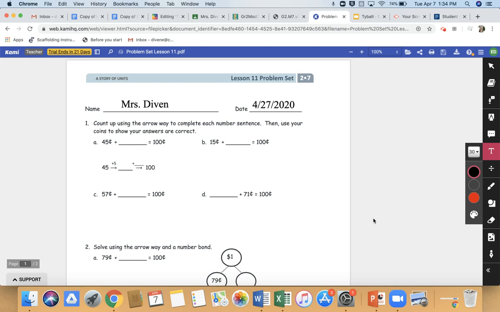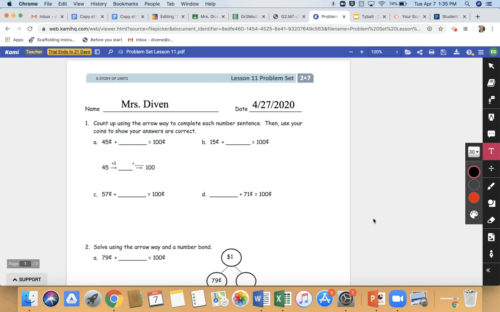Hello, boys and girls. Today we are on Lesson 11, Problem Set, and today we are going to be using different strategies to make 100 cents or $1. 100 cents is $1. So number 1, A through D, we are going to be using the arrow method. It says count up using the arrow way to complete each number sentence. Then use your coins to show your answers are correct.